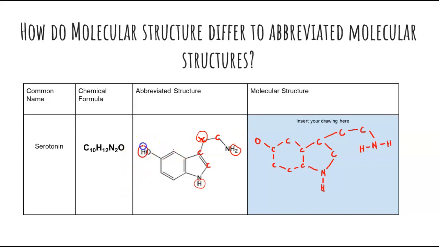I also notice I have one hydrogen attached to my oxygen. All right, so let me go ahead and erase all my doodles on my abbreviated structure so it's a little bit easier to read. There we are. Okay, next what I'm going to start doing is adding the double bonds. I have a double bond here, here, and here. I also have a double bond here.